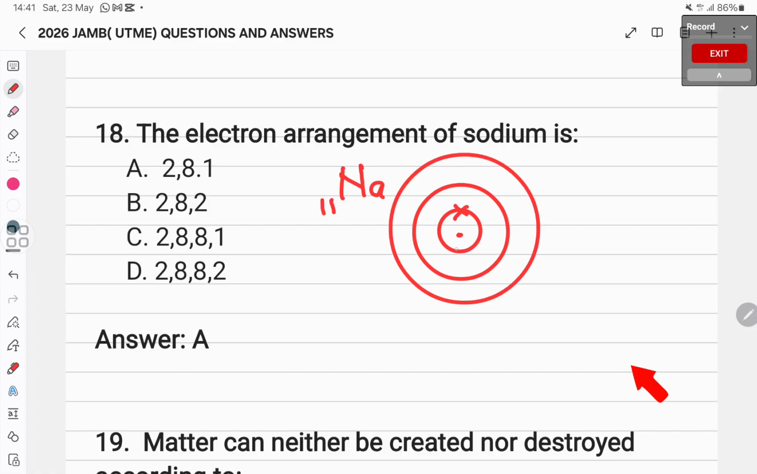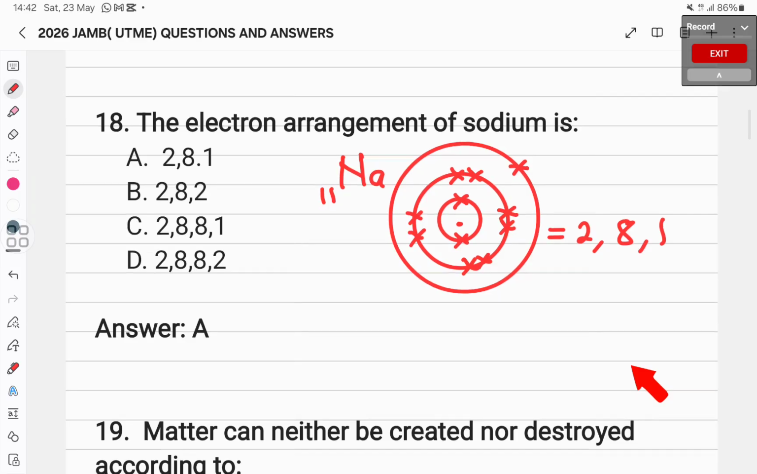So we have two electrons on the first shell, 8 electrons on the second shell, and 1 on the last shell, which is called the valence electron. So option A is correct.